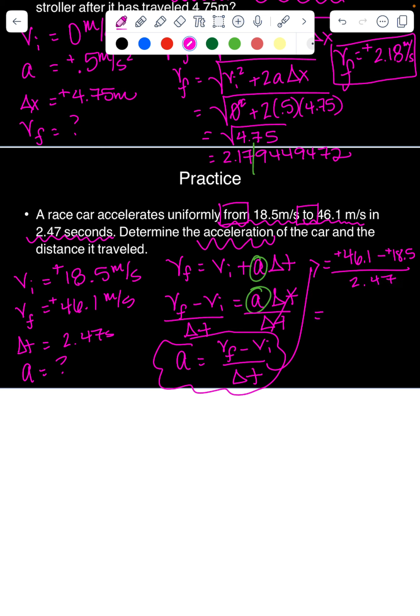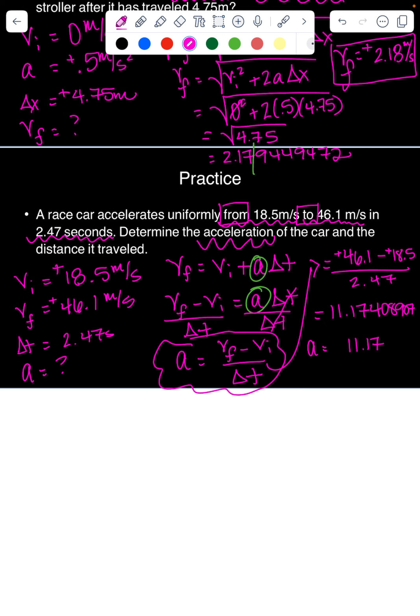All right, so that's going to be 46.1 minus 18.5 divided by 2.47. All right, so that's going to give us 11.17408907. Again, I usually want 2 decimal places, so my acceleration would be 11.17. So that's our numerical value.